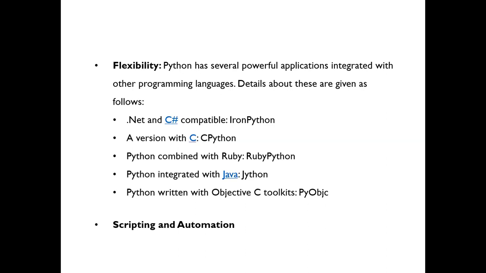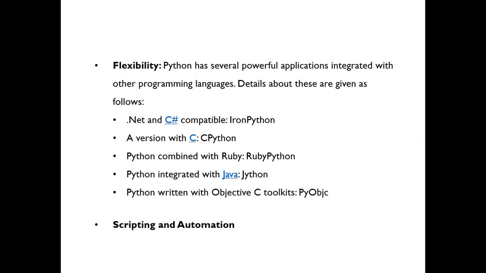Next, it is not yet over. Python is so flexible. What is meant by flexible? Suppose you are running your project in the Ruby language, and in case it requires any support, Python is available to support it. So you can easily combine Python with any other programming language.